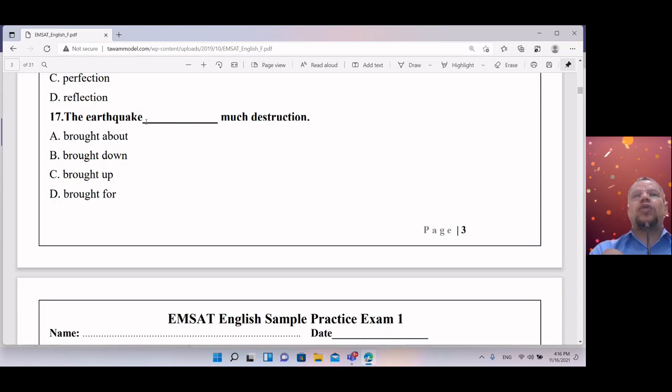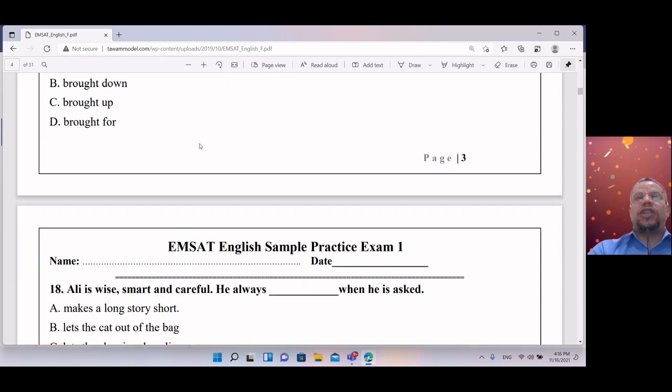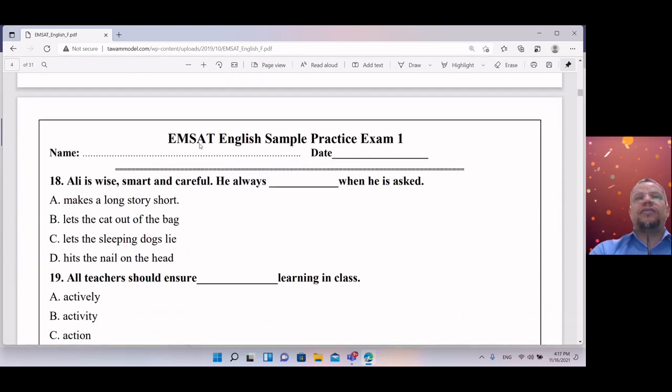The earthquake caused much destruction. Caused means the same as brought about. That's right. Thank you. Now eighteen.